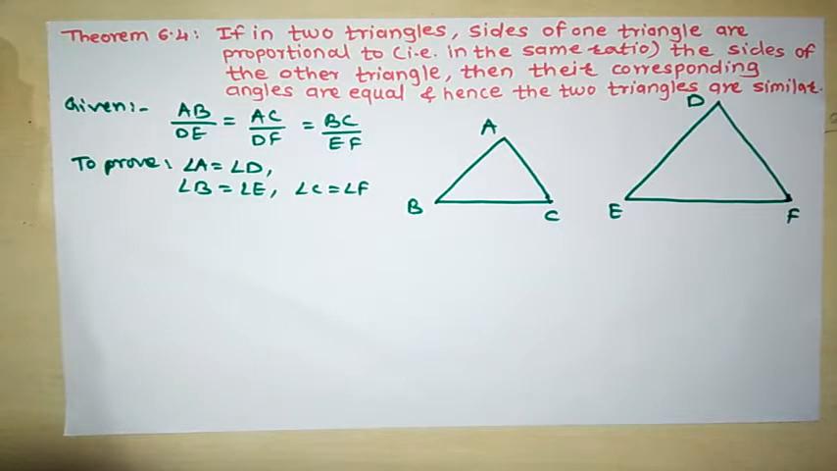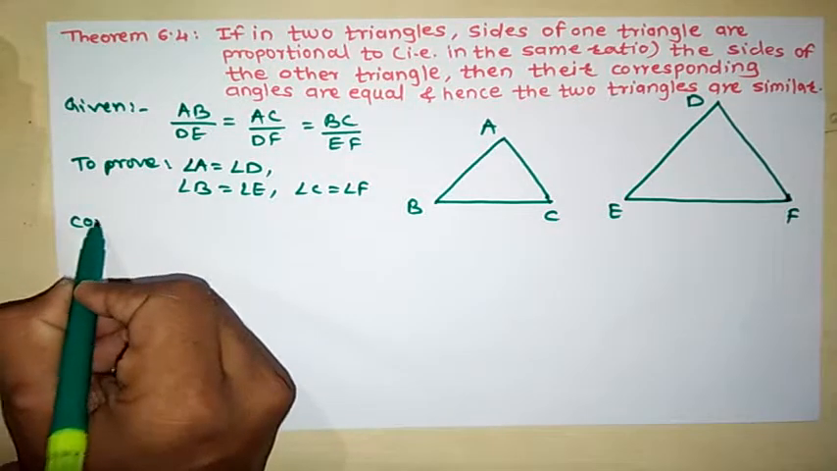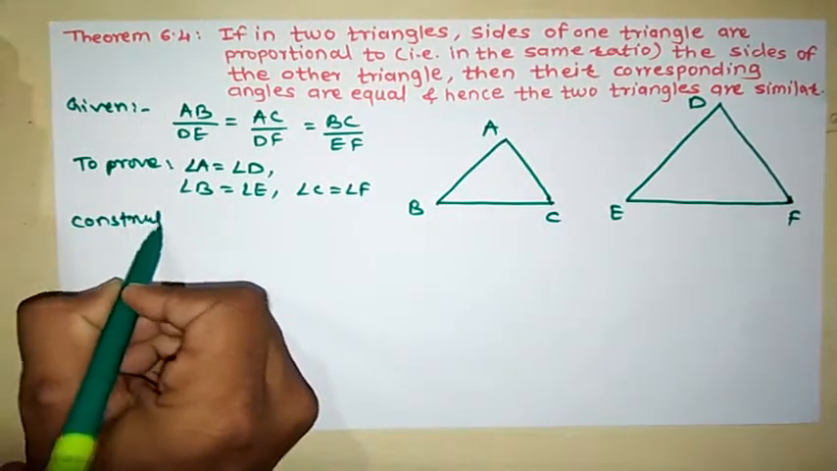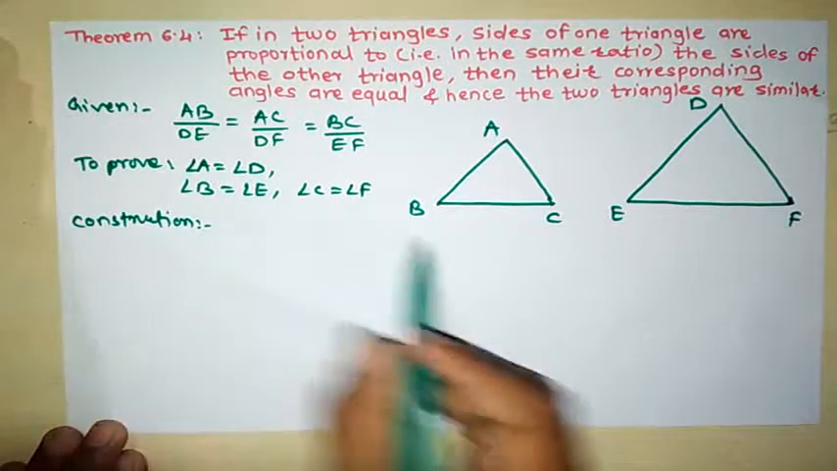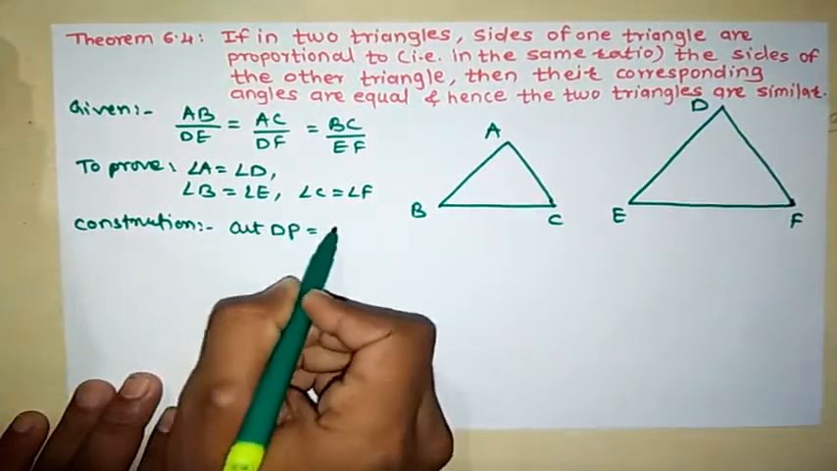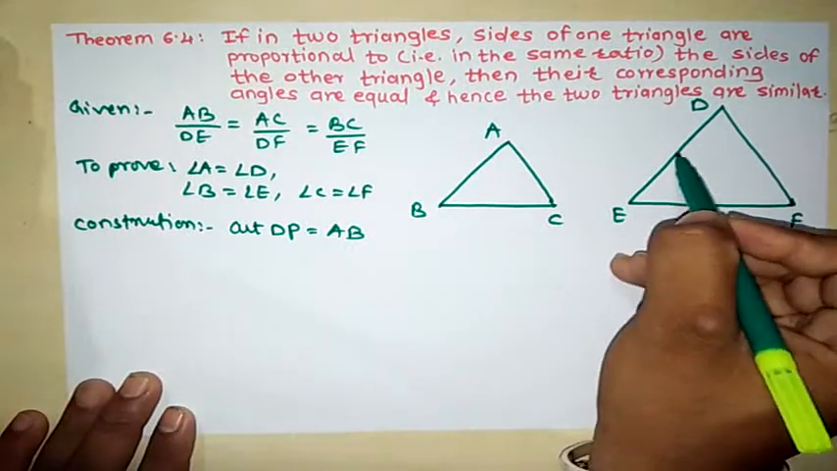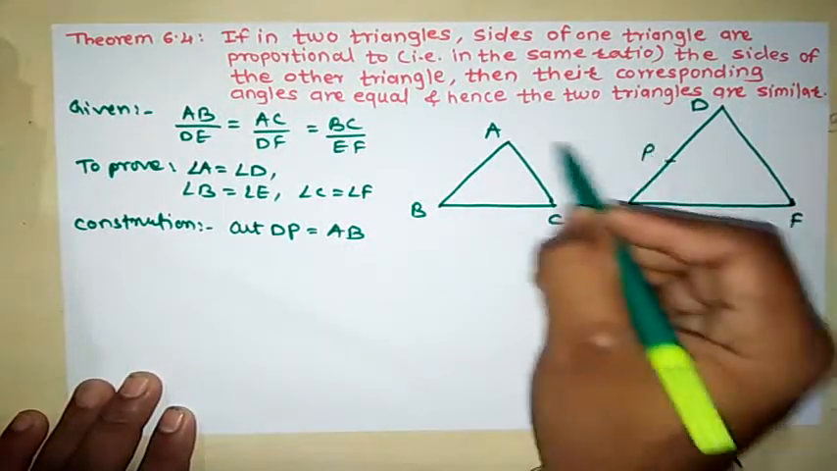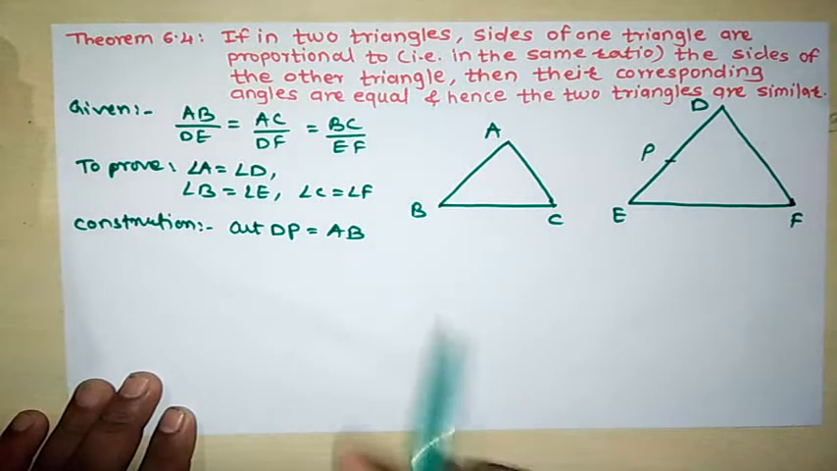To prove this, again we need a construction. That construction we did in the previous theorem also. The same construction we have to do here. That is construction: cut DP equal to AB. We have to cut a DP which is equal to AB. AB के बराबर DP को कट करना है.